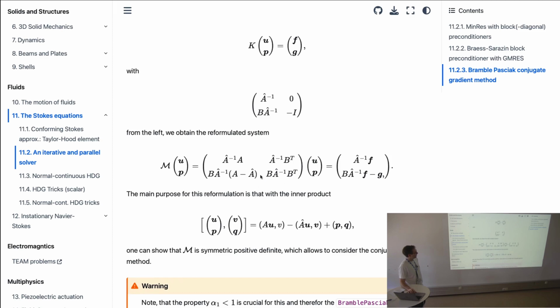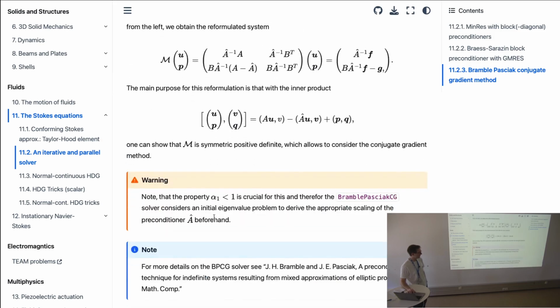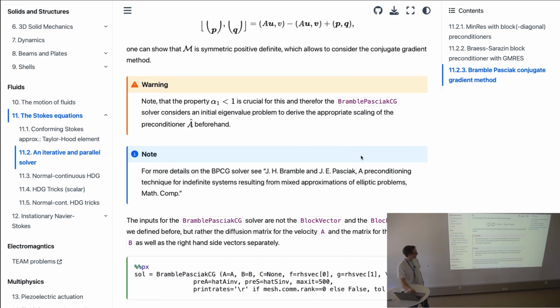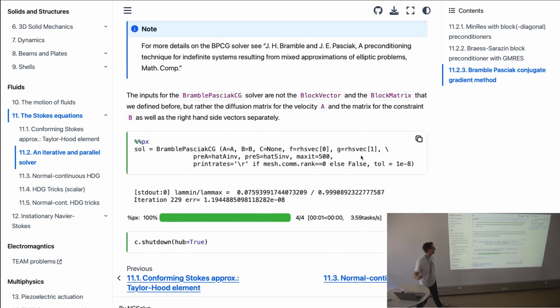And then you can show that, where is it? You see, yeah, we show that this M is a symmetric positive definite system. So basically you can then use the CG solver. The crucial thing here, so now we also have a warning, not only a note, is that the alpha has to be really 1. So in this Bramble-Pasciak CG solver implemented in NGSolve, what we do before is, you see this in the output here, we do a short eigenvalue solve to allow a corresponding proper scaling, and then this works here. Okay, so this was the iterative and parallel implementation.